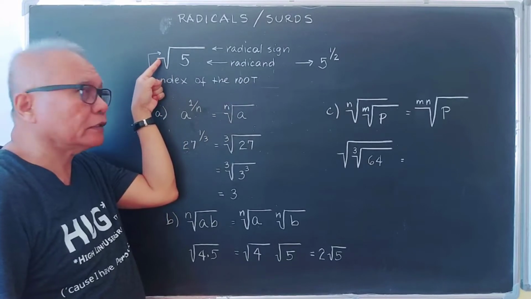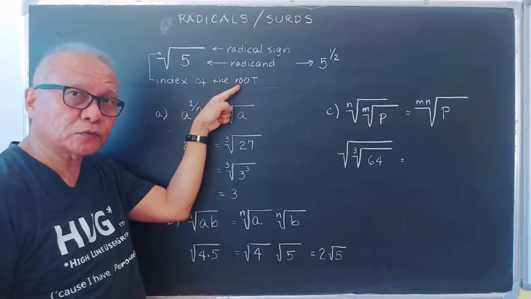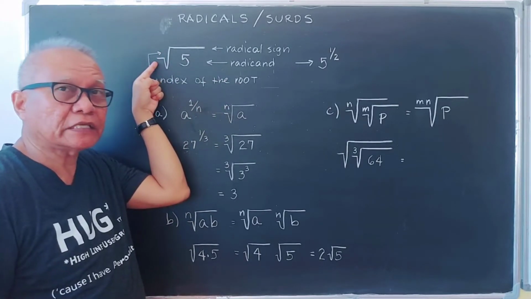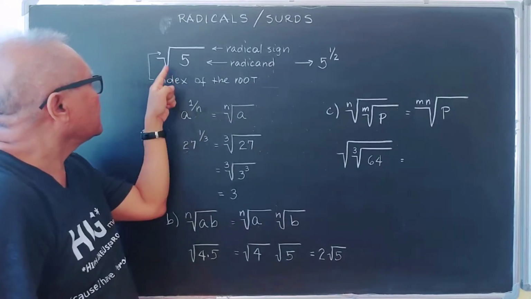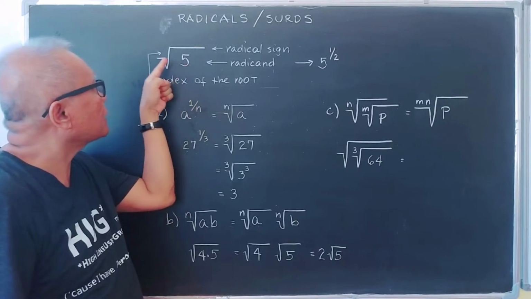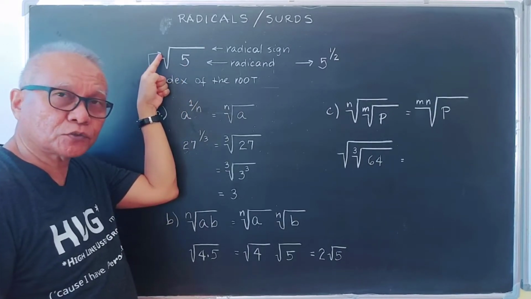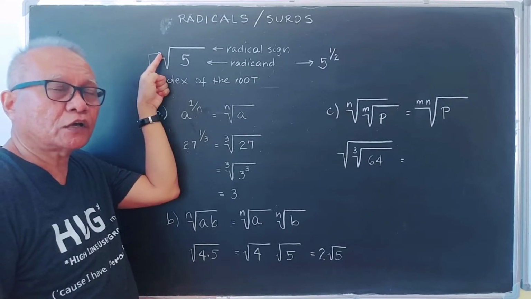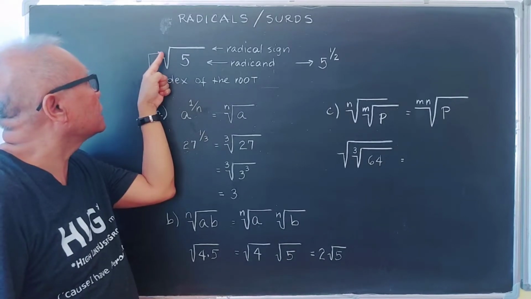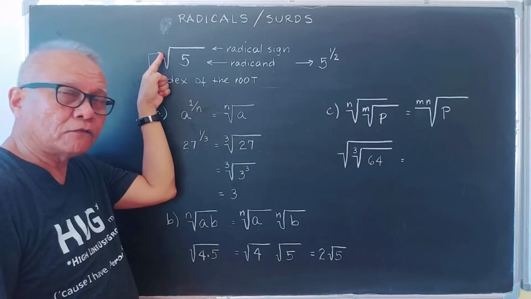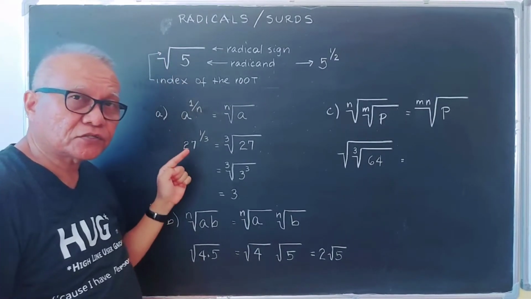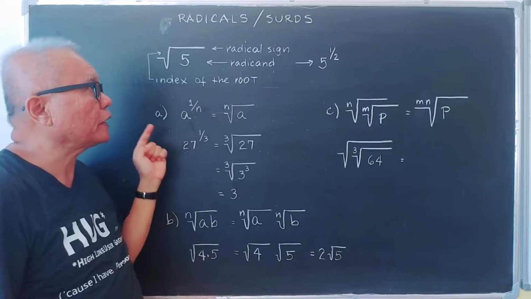And the number here is called the index of the root. If there is no number there, it is 2, meaning it is a square root. This is the square root of 5. If you have a cube root, you have to write the 3 there. If that is a fourth root, you have to write the 4; fifth root, sixth root, seventh root, eighth root. You have to write the index of the root there. For 2 or square root, you don't need to write the 2 there. It is understood to be a 2 or a square root.